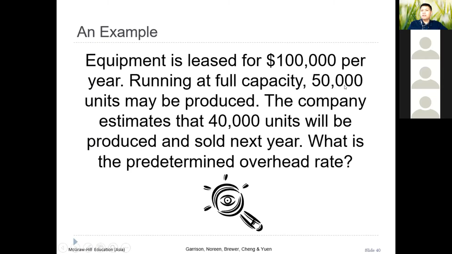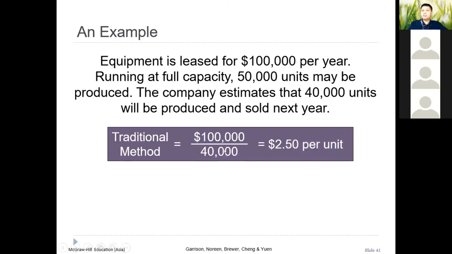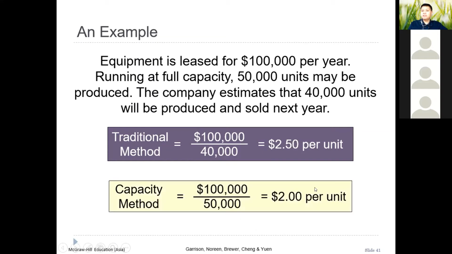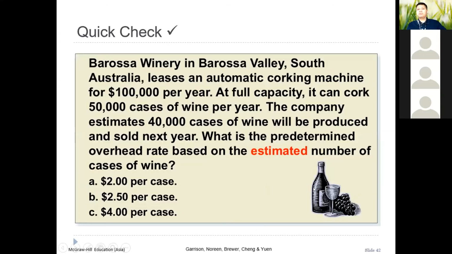If I use 50,000, this is the full capacity. I'll use this as my denominator. I will get 2. That's 100 divided by 50. But if I will use my estimate of production, which is 40, that will be 100 divided by 40. That will be again 2.5. So what's the difference? 2 versus 2.5. There is a difference of 0.5. Ito yung traditional method. Let's use the full capacity units. This is 2. Is there a difference? Yes, there's a difference of 0.50.